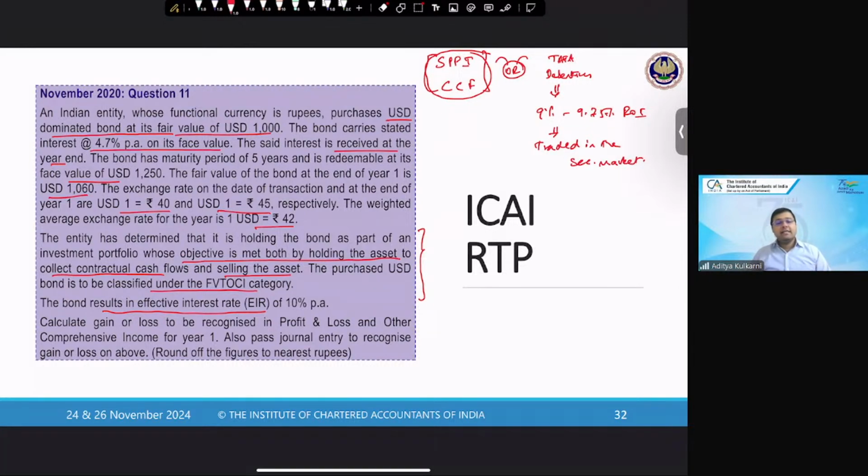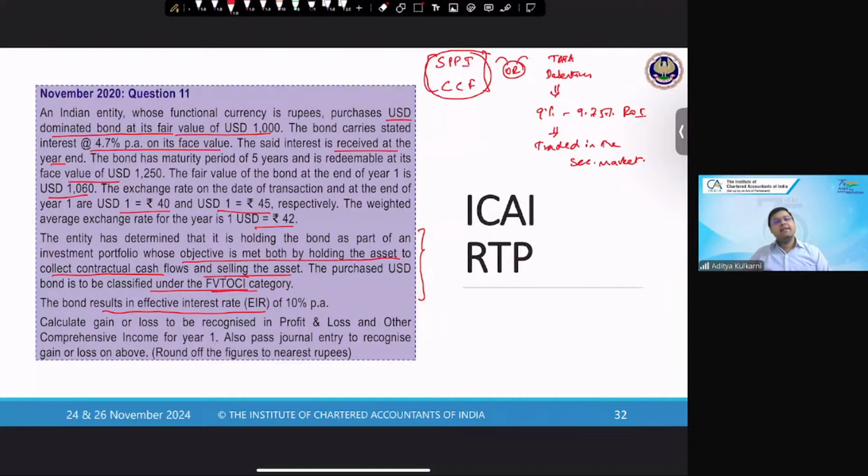The entity has determined that it is holding the bond as part of an investment portfolio whose objective is met both by holding the asset to collect contractual cash flows as well as selling the asset. And when this is the business model, which is a combination, then this instrument, as per Ind AS 109, will be classified under fair value through other comprehensive income. Are we able to follow? Yes, sir.